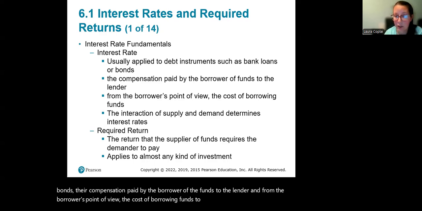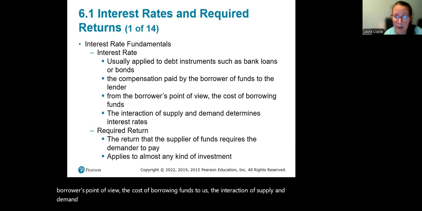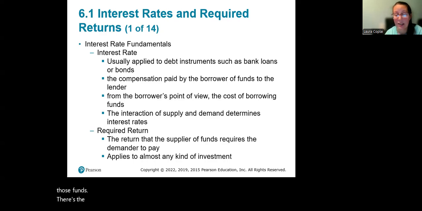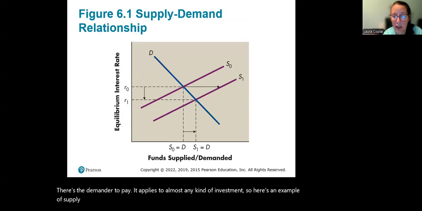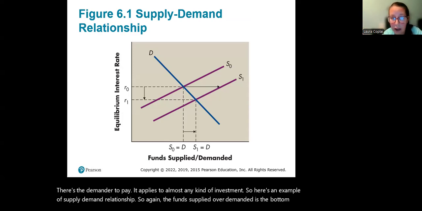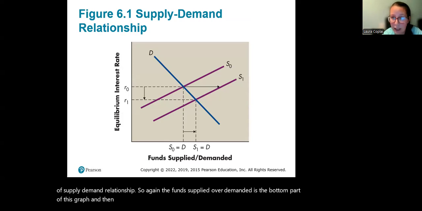The interaction of supply and demand determines those interest rates. So a required return is the return that the supplier of those funds requires the demander to pay. It applies to almost any kind of investment. So here's an example of a supply-demand relationship. The funds supplied and demanded is the bottom part of this graph, and then the equilibrium interest rate is on the left-hand side.